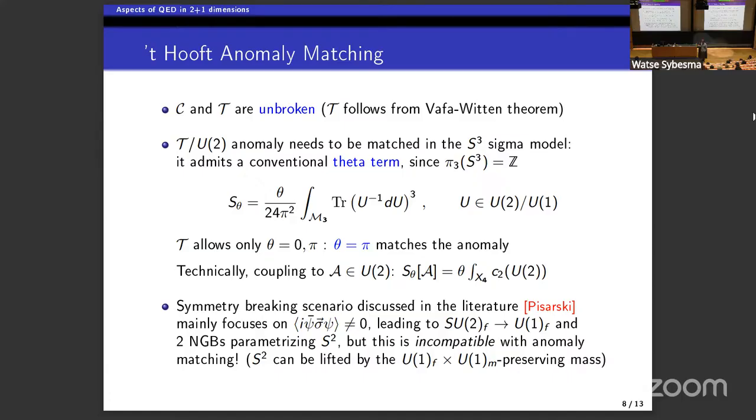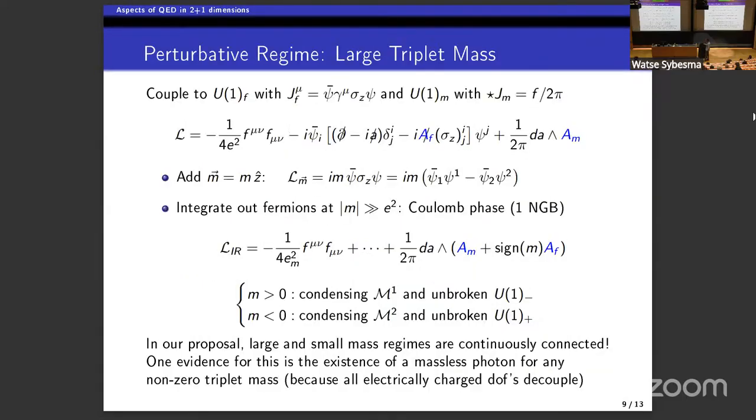How did we, let me give you some checks of what we did. So first of all, what you can do is you start from the UV Lagrangian. You can couple the UV Lagrangian to some Cartan of the flavor symmetry and some magnetic, the U1 magnetic symmetry, the usual JA coupling. And then you can add a mass that is aligned along this Cartan. In this case, it's just the sigma Z, no? Plus m for psi1 and minus m for psi2. And then you can integrate out fermions at very large mass.